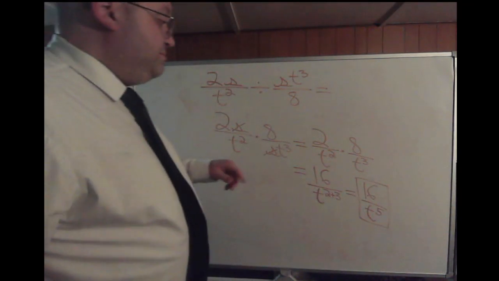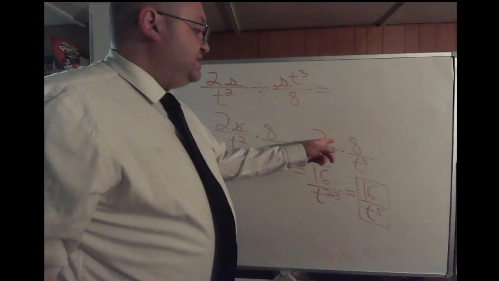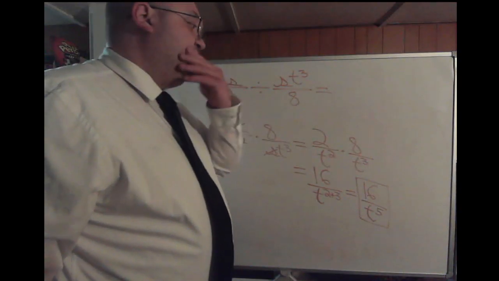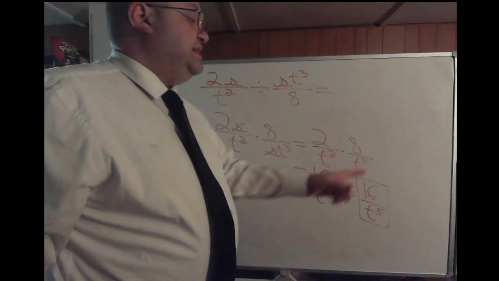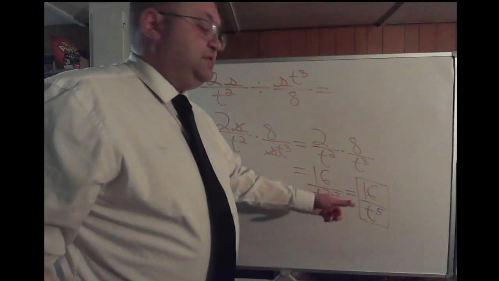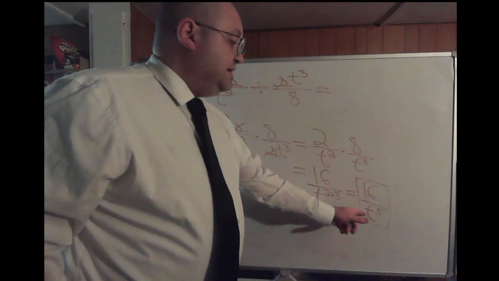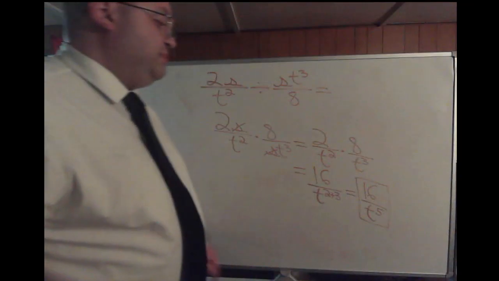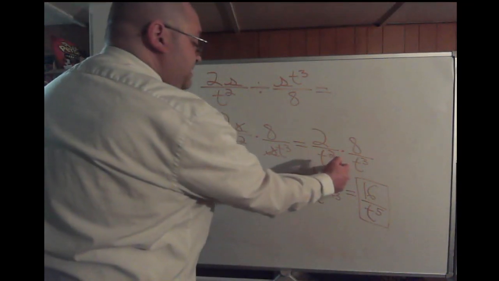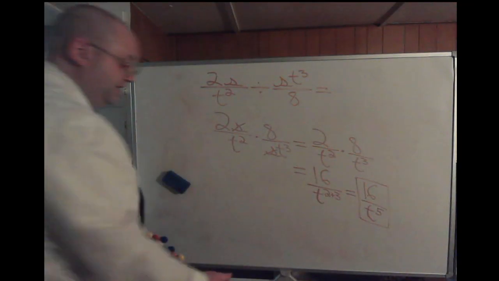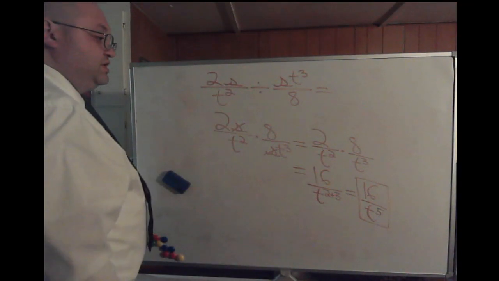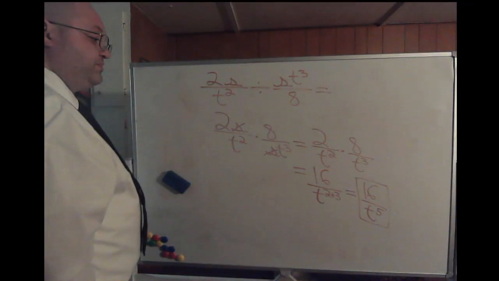You could have done 2 times t to the negative second times 8 times t to the negative third. You would have gotten 16t to the negative 5th, then you would have had to drop the t to the negative 5th down to the denominator, where it would have been t to the positive 5th anyway. I just basically saved us some steps. So if they're both in the denominator, you can leave them alone and just do the multiplication there, adding the powers there. That's a trick you can use.